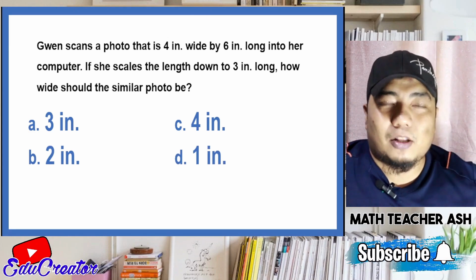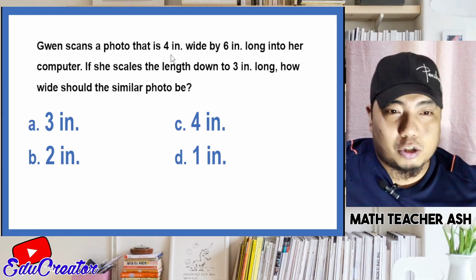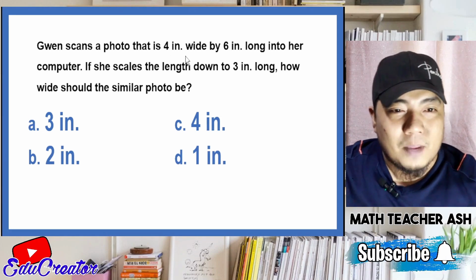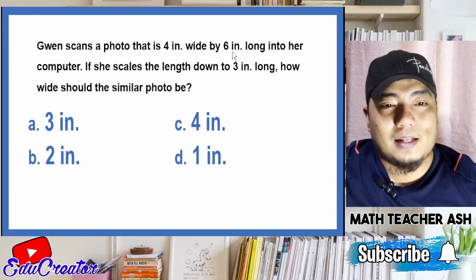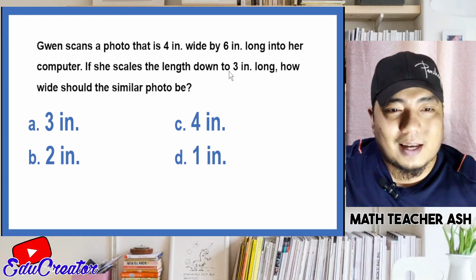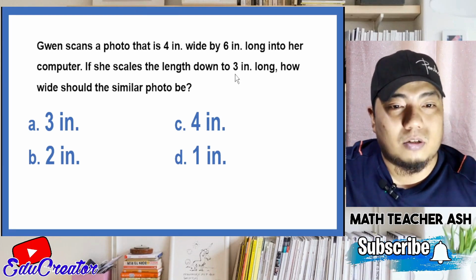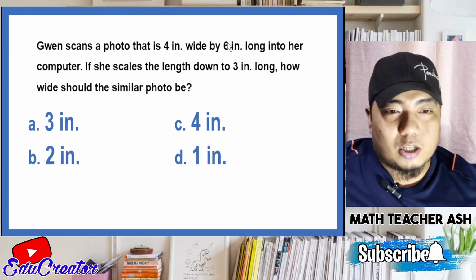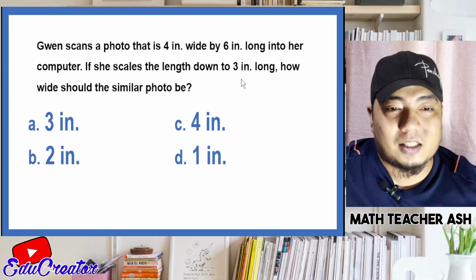Okay, so my dear math learners, as you can see here, we have our first ratio. We have 4 is to 6, all right? Now, this 4 here represents the width, and the 6 inches here represent the length. Now, the second given says that the length was scaled down to 3 inches long. So the length here becomes 3 inches long. So from 6, it becomes 3.